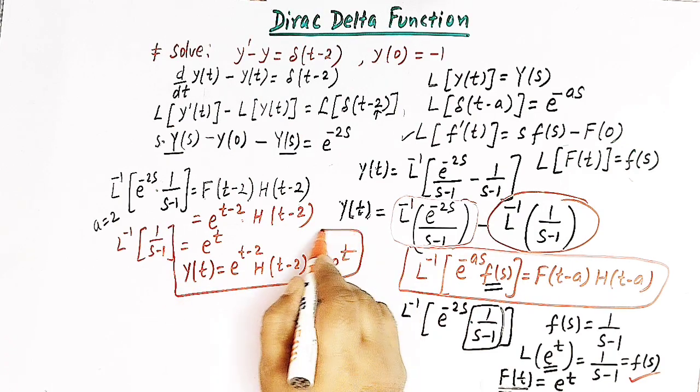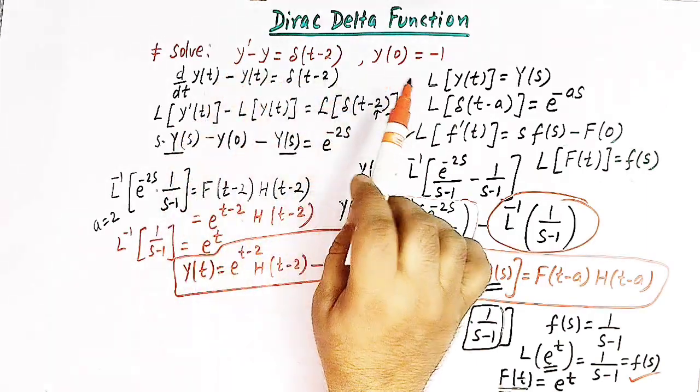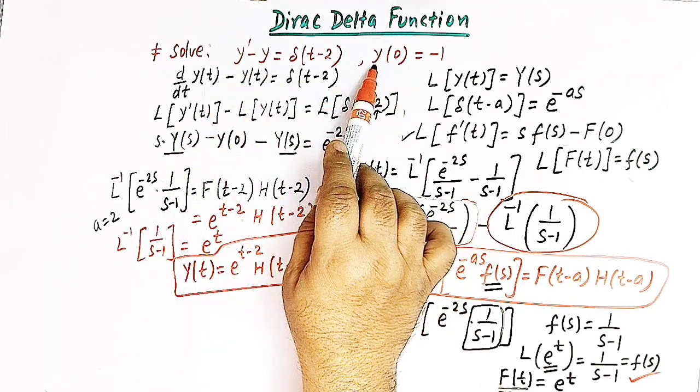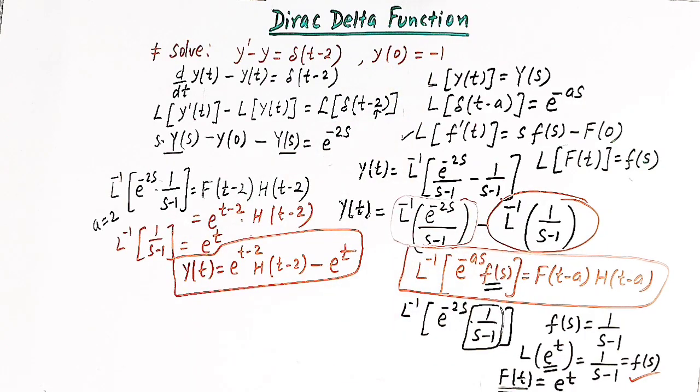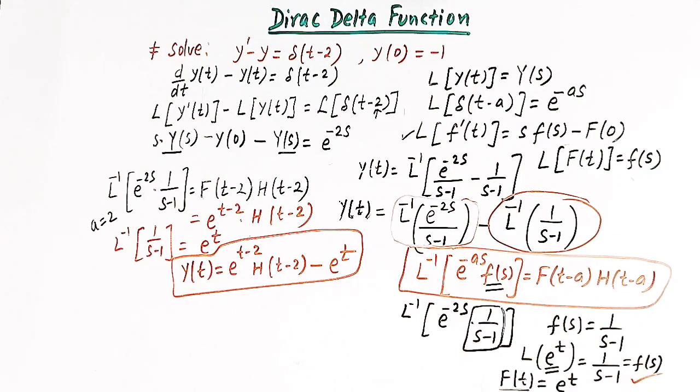So this is the solution of this differential equation when the initial conditions are y of 0 is equal to minus 1. So viewers, this is how by making use of this important result, we can solve these kind of differential equations involving the Dirac delta function.